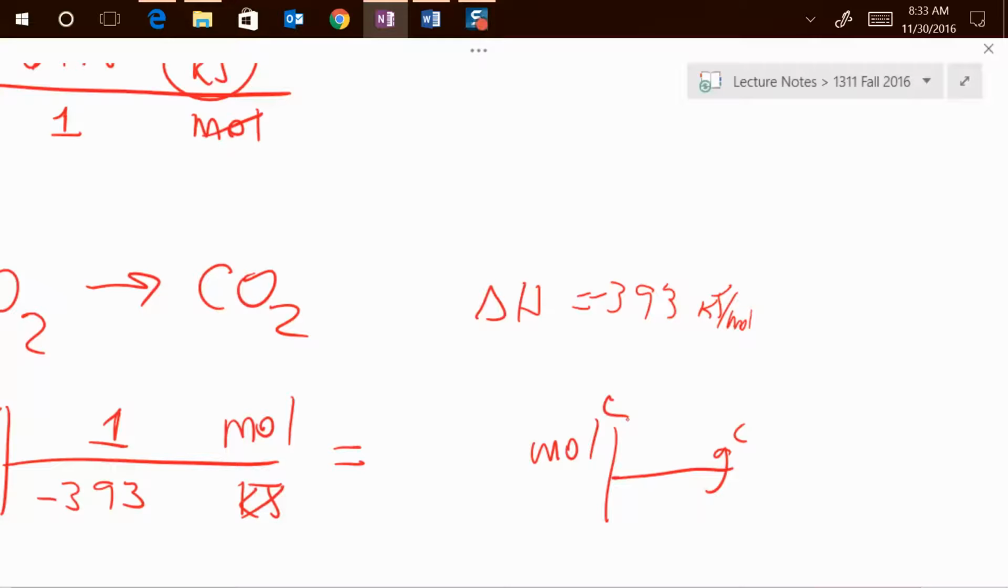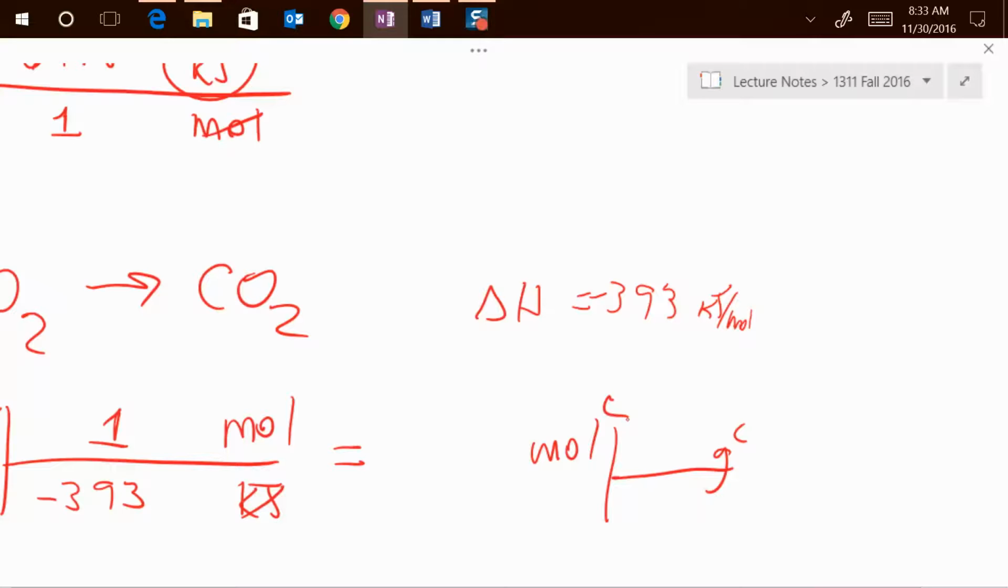Okay, so that's how I'm going to use these delta H's. I'm going to use them as conversion factors. I'm going to calculate them from other reactions if I add them up through Hess's law, or I'm going to take products minus reactants if it's the delta H's of formation, that sort of thing. Okay? All right, I don't want to monopolize all of our time on chapter 5.